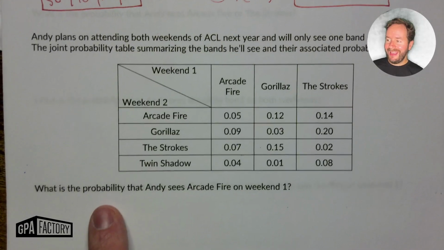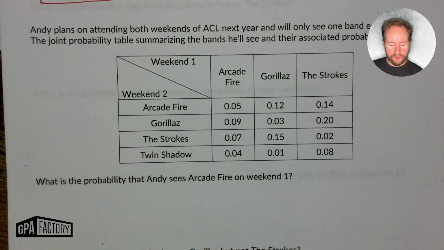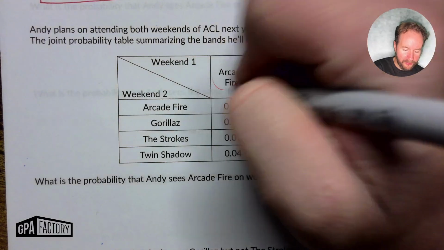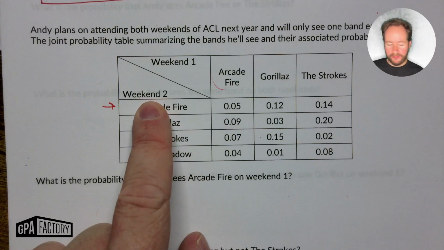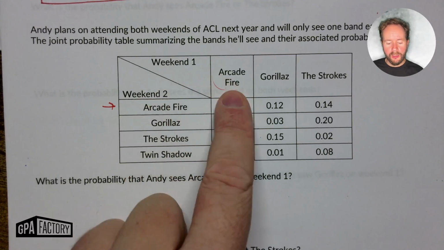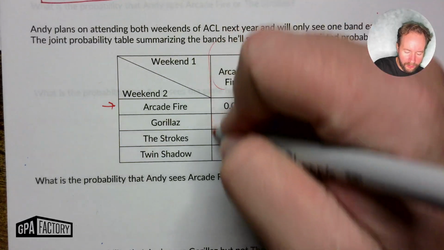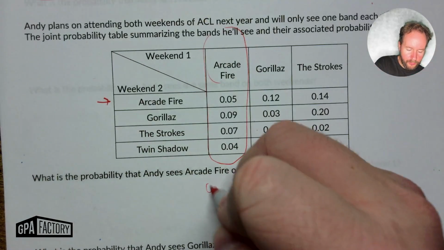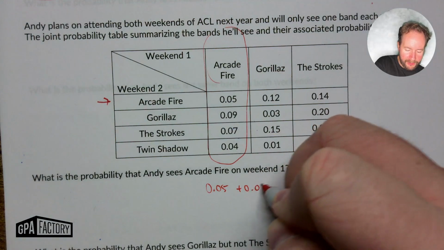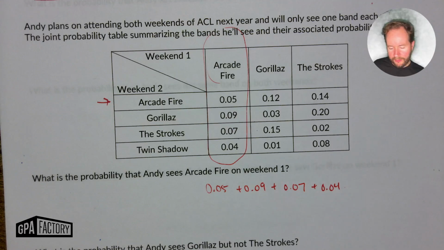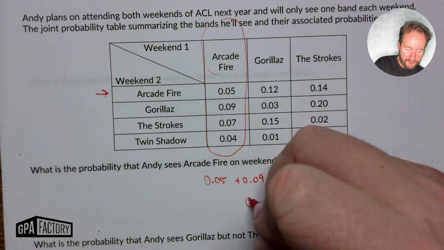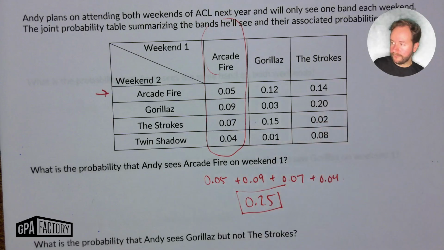What is the probability that Andy sees Arcade Fire on weekend 1? So Arcade Fire, here it is. The Arcade Fire is here, but this is Arcade Fire on weekend 2, so do not count this. I want weekend 1 Arcade Fire. So that's all of these values here: 0.05, 0.09, 0.07, and 0.04. That would be 0.25 is the probability there.